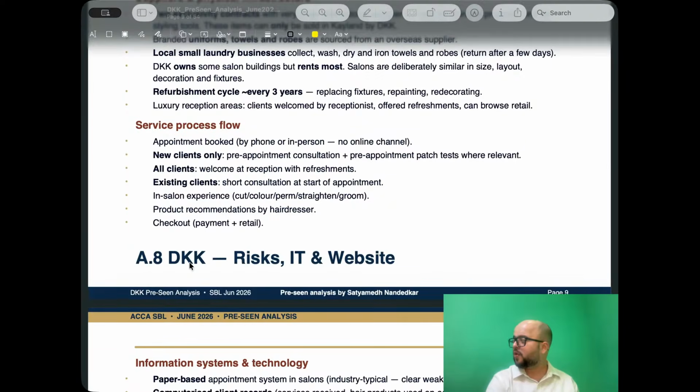Not sure what they ask, like when you go to slightly high end restaurants, they ask you, do you have an allergy to anything? So that part. Then product recommendations by hair in salon experience, cut, color, perm, straighten, groom. Product recommendation by hairdresser, and then checkout, payment plus retail. So swipe the card, make the payment, whatever it is.